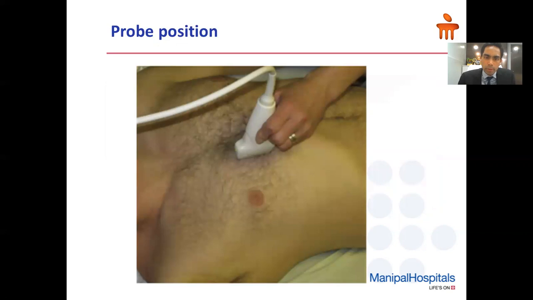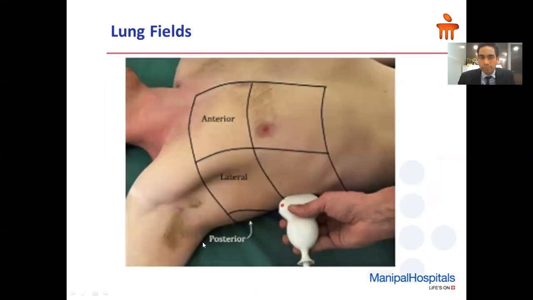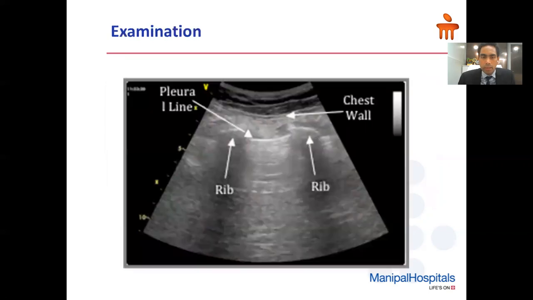How do you hold the probe? This is the usual way you'll hold, perpendicular to the skin, and the indicator should be either directed towards the head or towards the right. Which part of the lung will you examine? Basically, all lung fields you should examine as you would do with a stethoscope. Here, six fields are shown in each part of the lung.